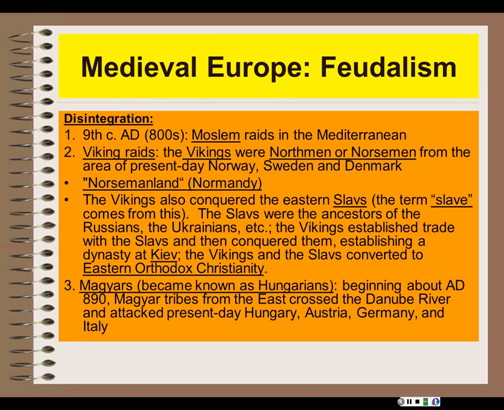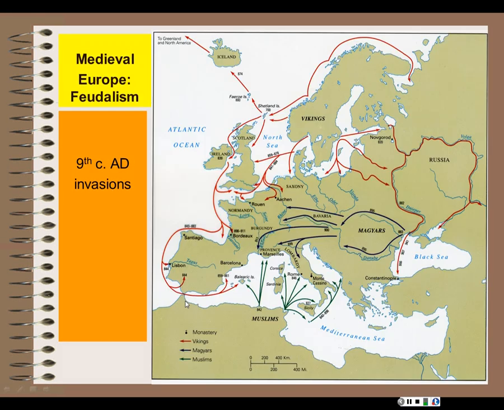And so those external attacks began with raids from Muslims in the Mediterranean in the 800s. It continued with raids of Vikings, of Norsemen, from Northumberland and Normandy. It continued with invasions of the Magyars, etc. And so some of these invasions are shown for you here.